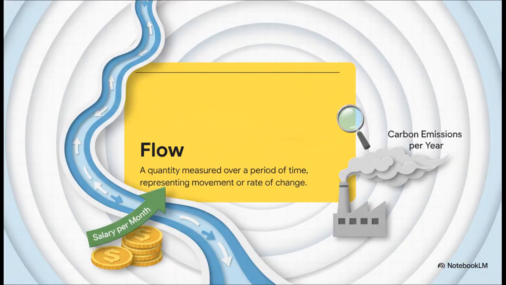So how does this build into our second concept, the flow? Well, a flow is a quantity measured over a period of time. It represents movement, activity, or a rate of change. If a stock is a photograph, a flow is like a video. It always includes a time dimension. So instead of just a raw number, you'll hear phrases like per month or annually. A salary of 60,000 rupees per month is a flow. Carbon emissions per year is a flow. Flows are the active things occurring continuously through time to either increase or decrease our static stocks.